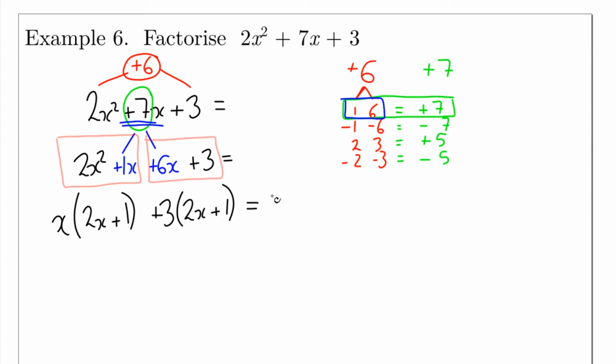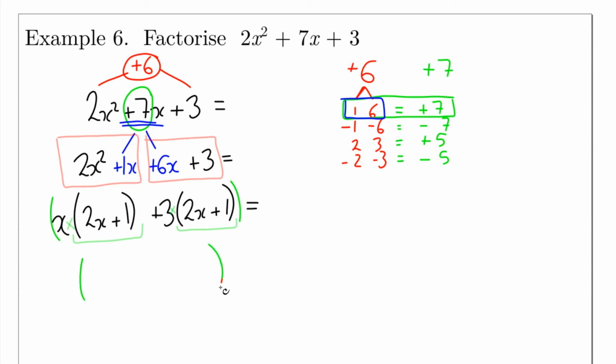What you now see is that the left hand term has x multiplied by this whole expression, and on the right hand side we have 3 multiplied by this whole expression. So this 2x plus 1 in the bracket is a factor of both the left hand term and the right hand term. So we can take it outside of the bracket.